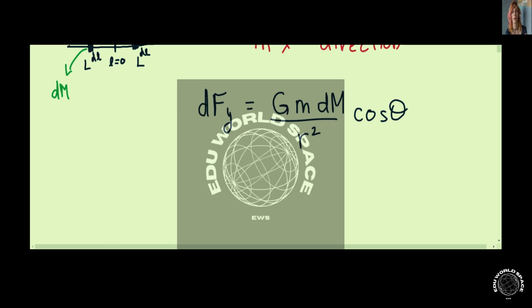So first of all, let's decompose what this dm is. So dm is going to be the linear mass density of the rod. We usually call that alpha, times dl. So I'm going to substitute that in.